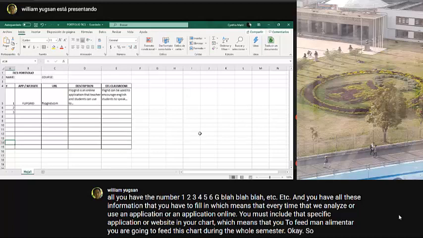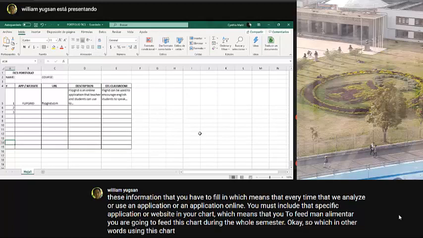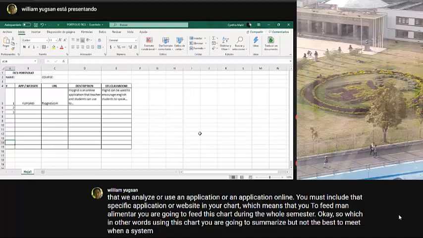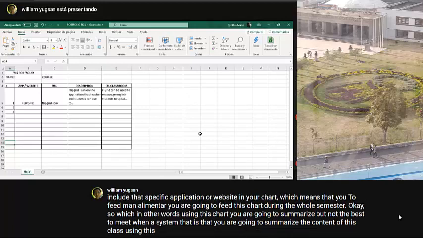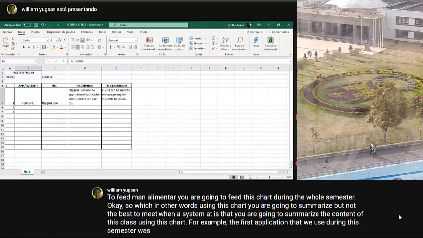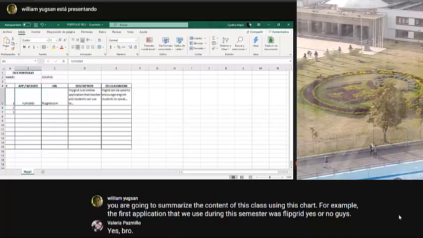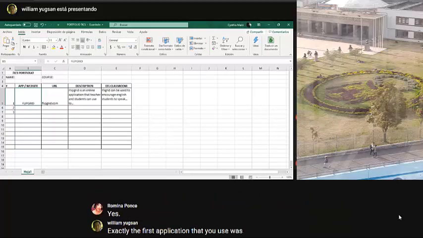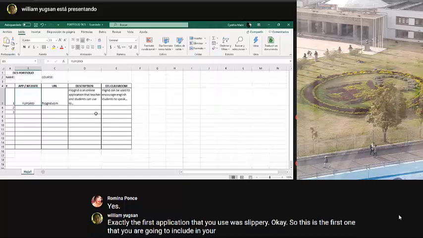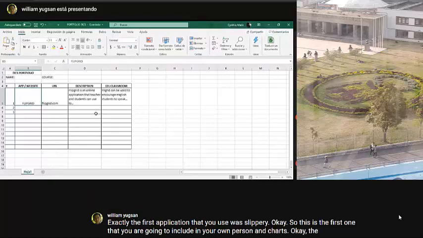In other words, using this chart, you are going to summarize, van a resumir, van a sistematizar, the content of this class. For example, the first application that we used during this semester was Flipgrid. Yes or no, guys? Yes, exactly. The first application that you used was Flipgrid, so this is the first one that you are going to include in your own personal charts. The website is Flipgrid. That is the first one.